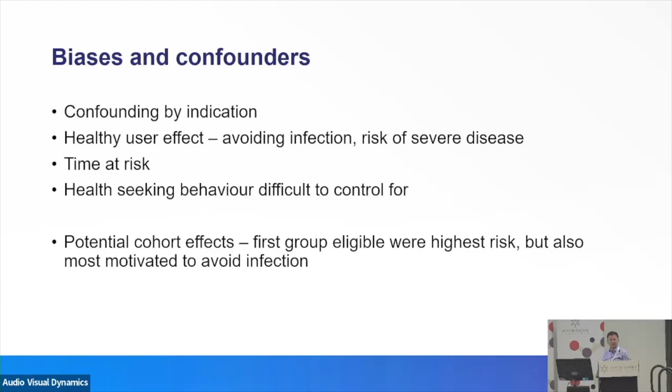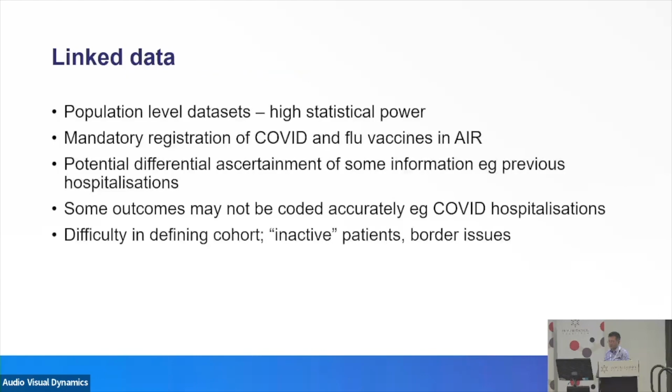People have looked at things like uptake of aspirin or statins or other things, assuming that aspirin and statins themselves don't cause a reduced risk, but are a marker for health-seeking behaviour. And there are a lot of potential cohort effects. So the very first group that were eligible, obviously at higher risk, but obviously, if you got vaccinated in the first week of the vaccine campaign, you're probably most motivated to avoid infection. So therefore might be more likely to use masks and to stay at home and try and avoid infection.